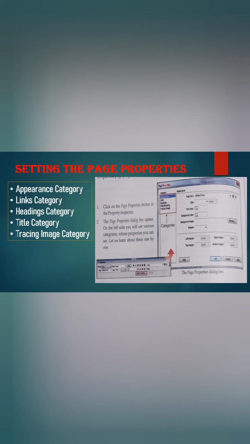So on the left side of the page properties dialog box, you can see there are a few categories available: appearance category, links category, headings category, title category, and tracing image category. You can select any category and you can set the properties for these categories. Now let's learn about them one by one.